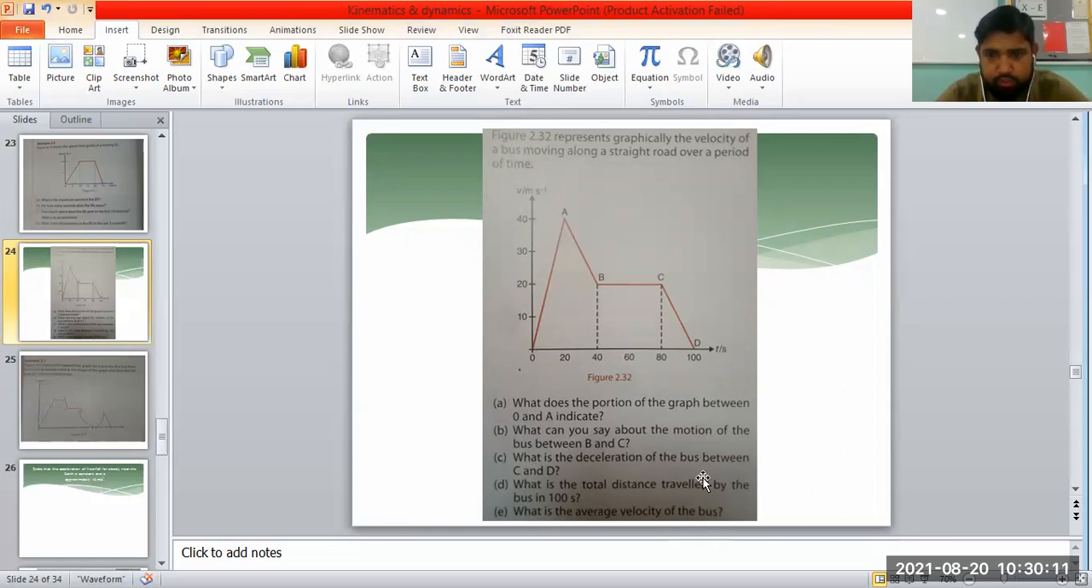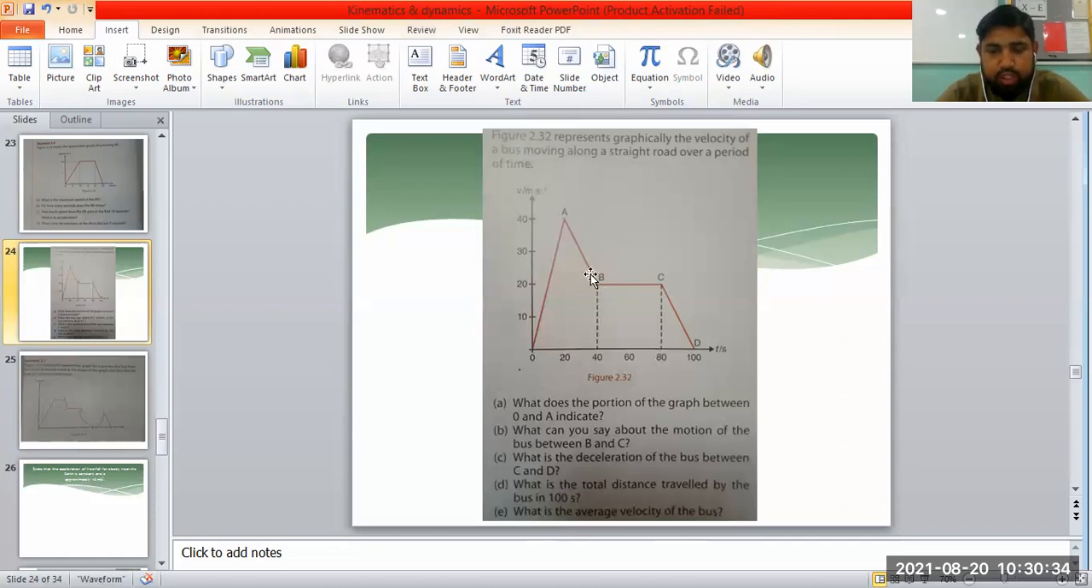What is the deceleration of bus between C and D? So what is the deceleration? So you'll have to calculate it, 20 meters per second to 0 meters per second in 20 seconds. So that will be a deceleration of 1 meters per second square, or an acceleration of -1 meters per second square. What is the total distance traveled by the object or by the bus in 100 seconds?